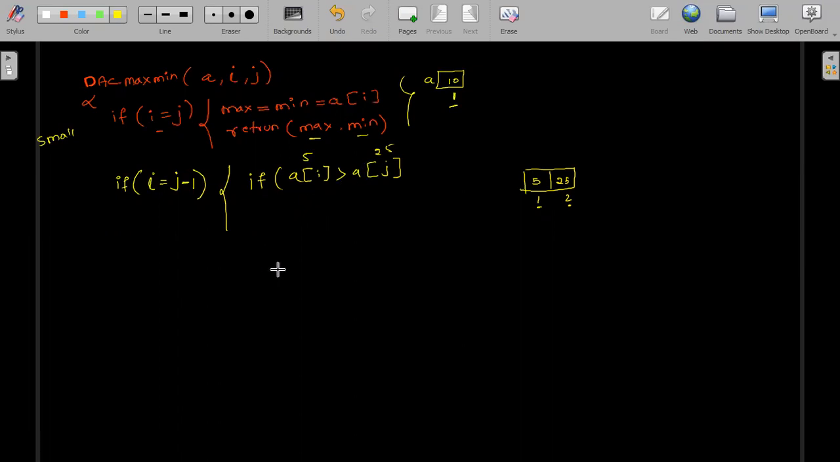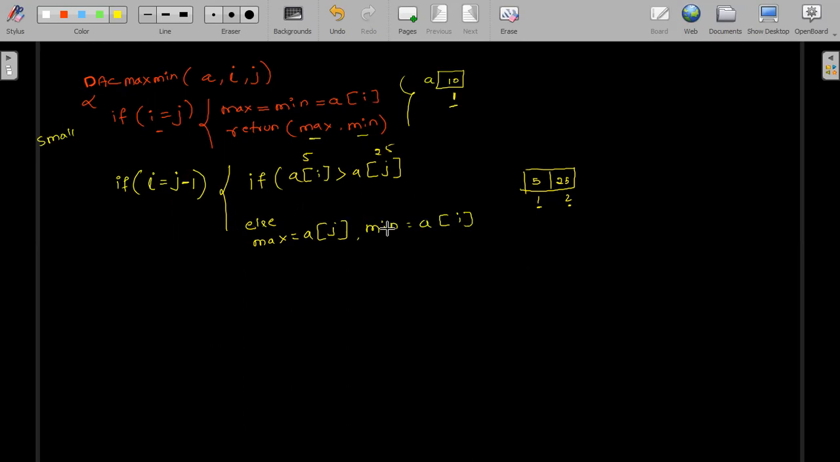Actually false. That's the reason why I will go to the else part. See here. I will write like this: max is equal to a of j. Correct or not? Because here 5 is greater than 25 is false. That's why I'm going to the else part. I'm saying that j is greater. That's why max is equal to a of j. Again, minimum is equal to a of i. Correct?